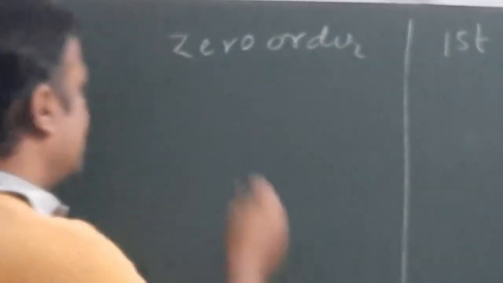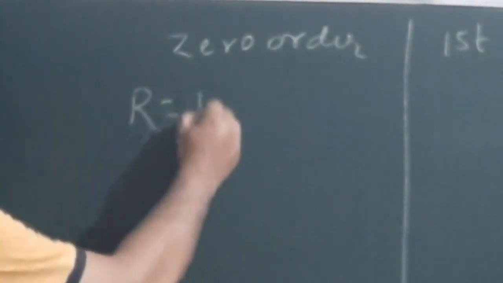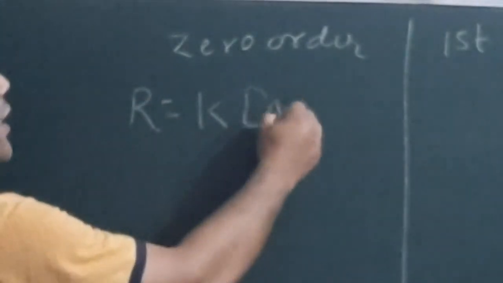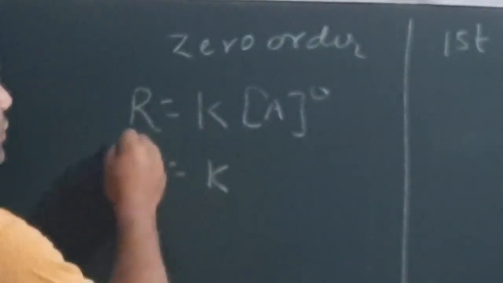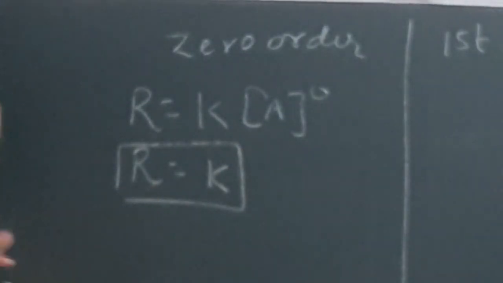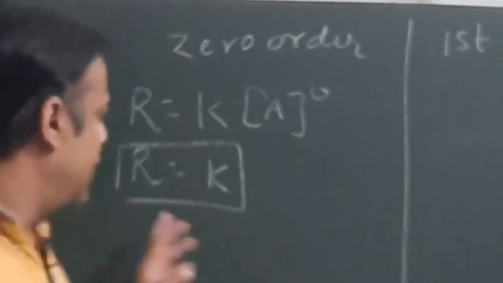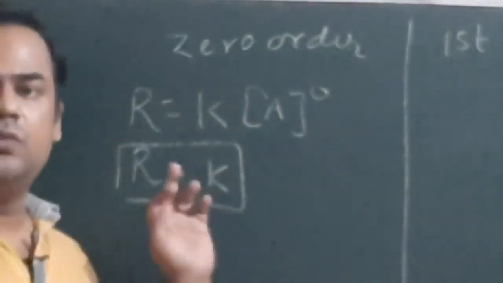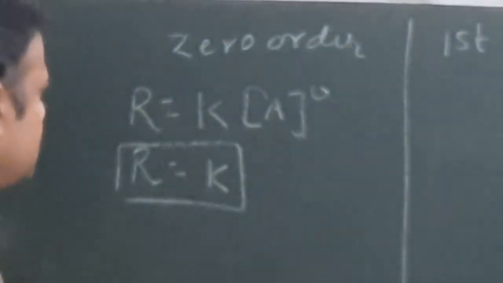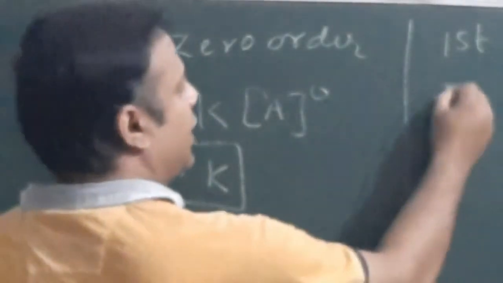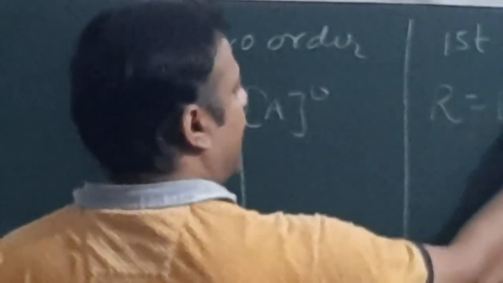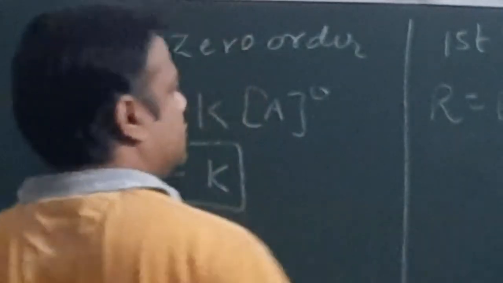For zero order reaction we write the rate law as R equals K A to the power 0, so R equals K. This means in case of zero order reaction, the rate of reaction will be equal to the rate constant. In case of first order reaction, we will write R equals K A to the power 1.